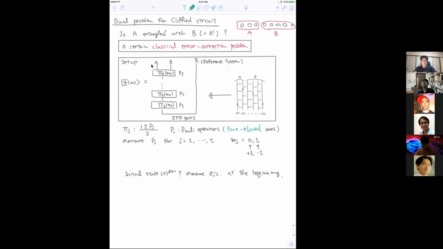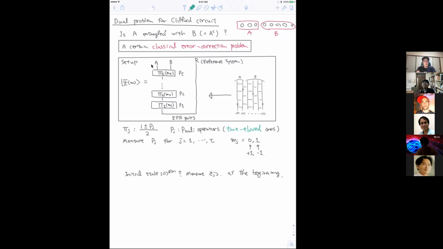Okay, so let me explain the setup. Given the output wave function of a monitored Clifford circuit, you have a wave function. The central question is, of course, we want to understand if a subsystem A is entangled with the rest of the system B. And the main technical result is that this problem of entanglement verification can be mapped to a certain dual classical error correction problem. And this corresponding dual problem is constructed by examining the space-time pattern of out-of-time ordered correlation functions.